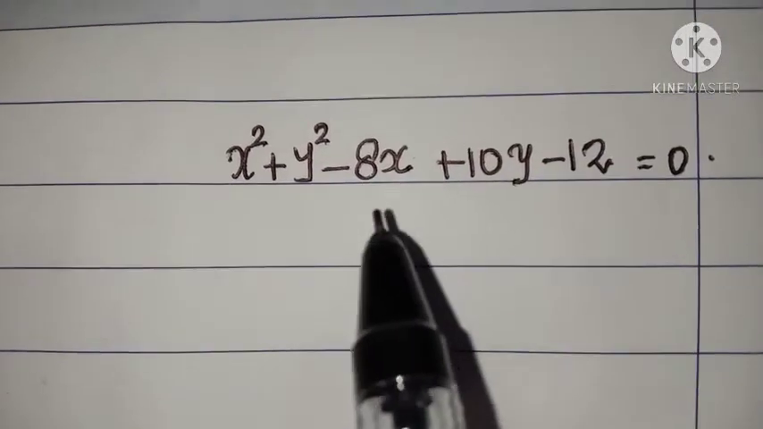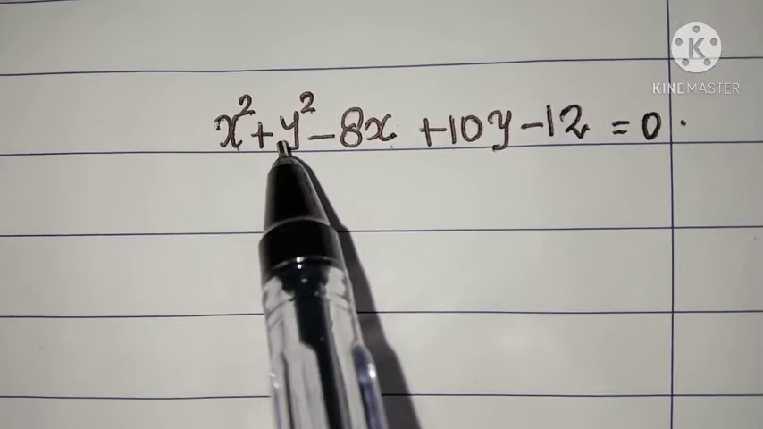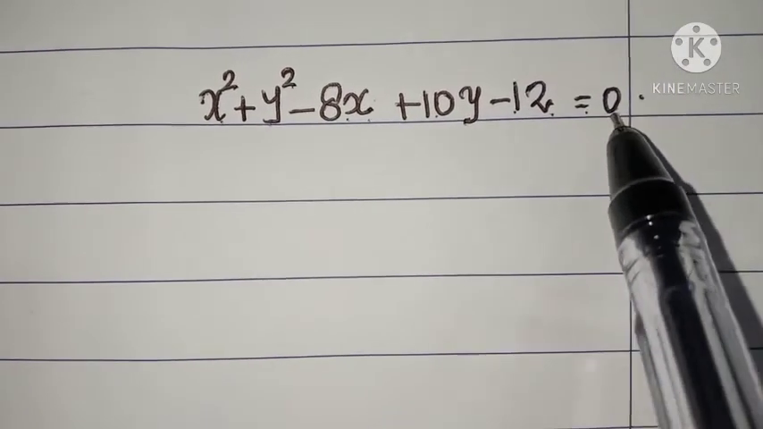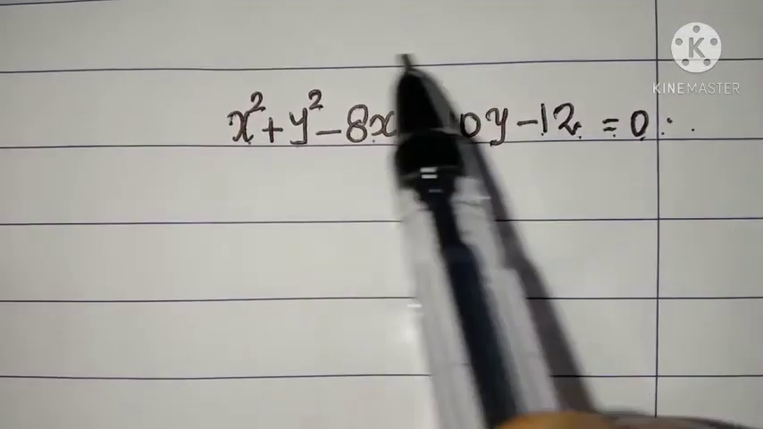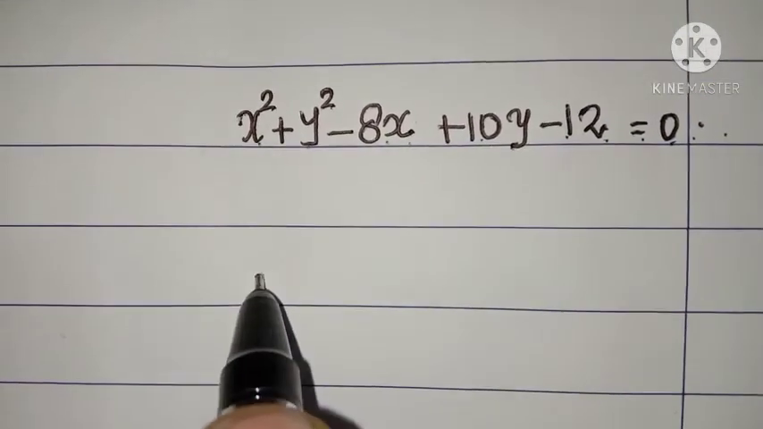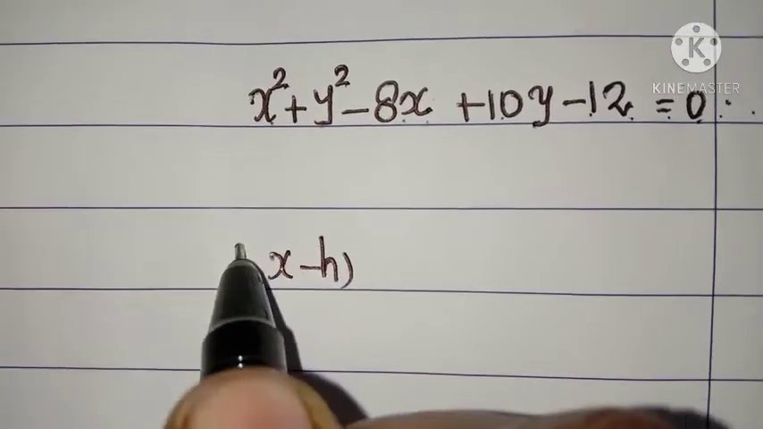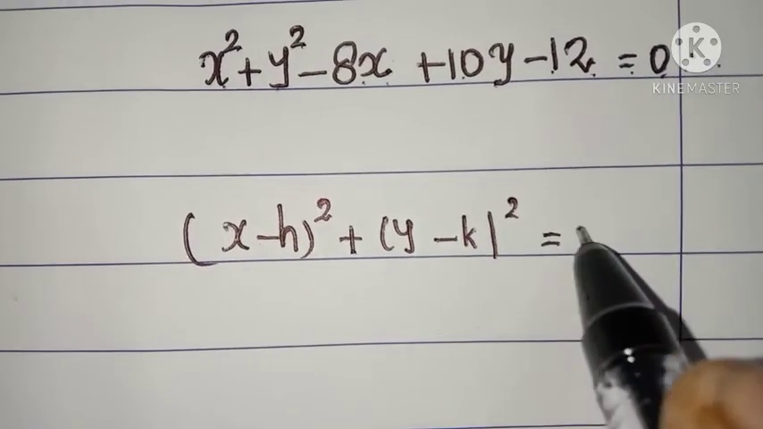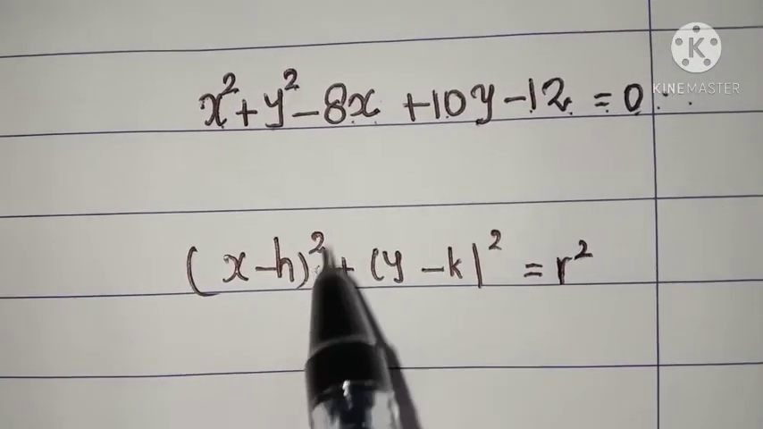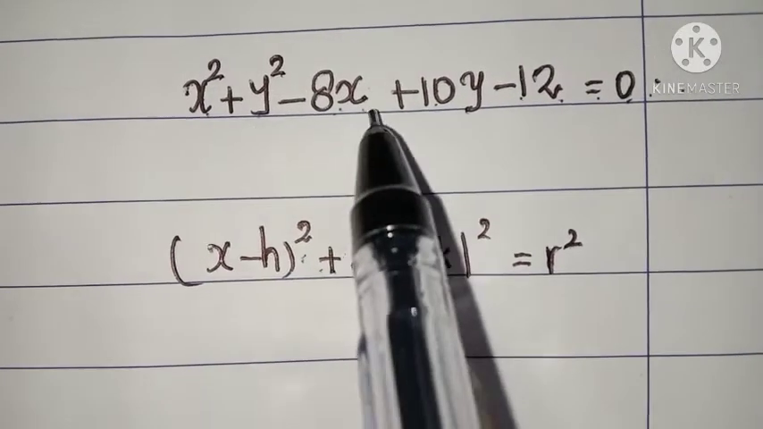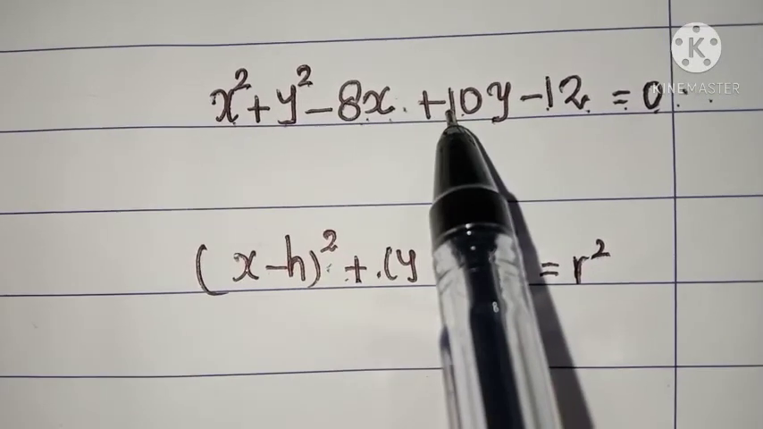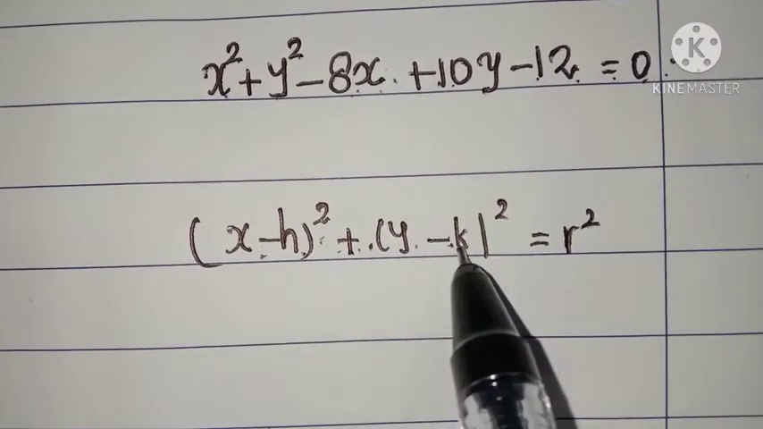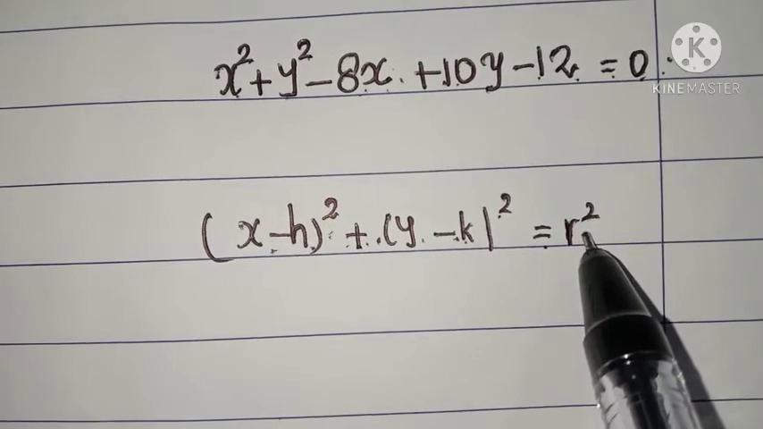Listen to this question. Equation of circle x square plus y square minus 8x plus 10y minus 12 equal to 0 is given. Listen, this is an equation of a circle. Actually, we know the equation of a circle is x minus h the whole square plus y minus k the whole square is equal to r square, isn't it? Is it the same form? No. So we need to convert this equation into the form of x minus h the whole square plus y minus k the whole square equal to r square.